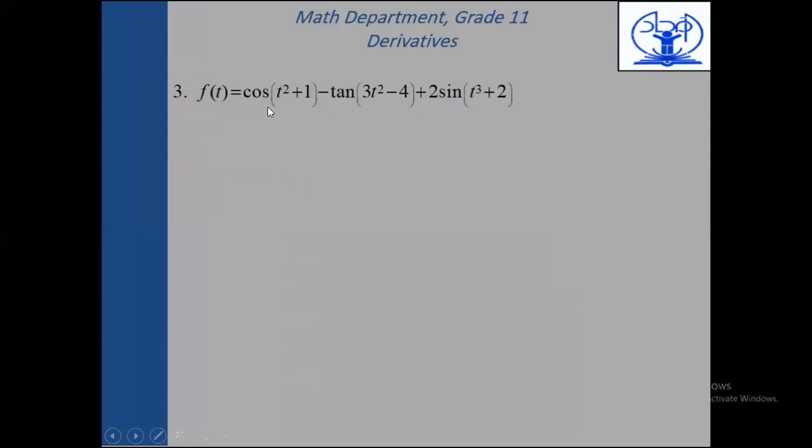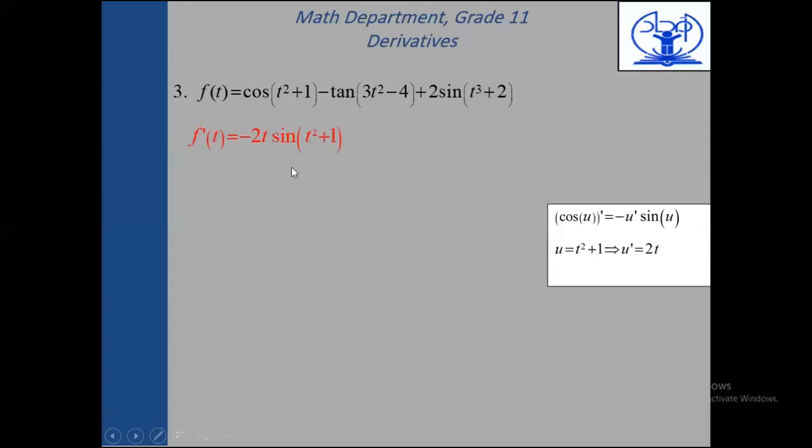F of t is cosine of t squared plus 1, minus tangent of 3t squared minus 4, plus 2 sine of t cubed plus 1. This is in the form of cosine u. This is in the form tangent u. This is in the form sine u. Again, you are applying the same rule. So the derivative of cosine u is minus sine u times u prime.